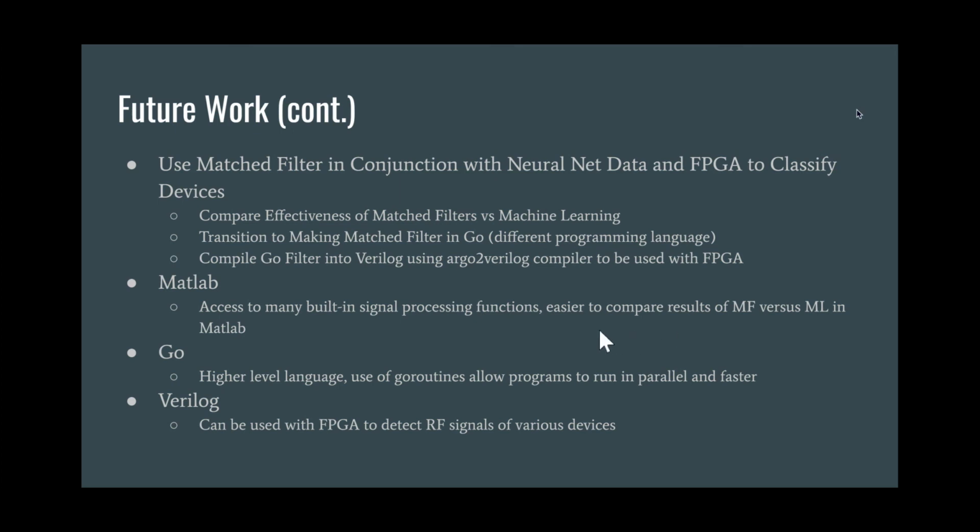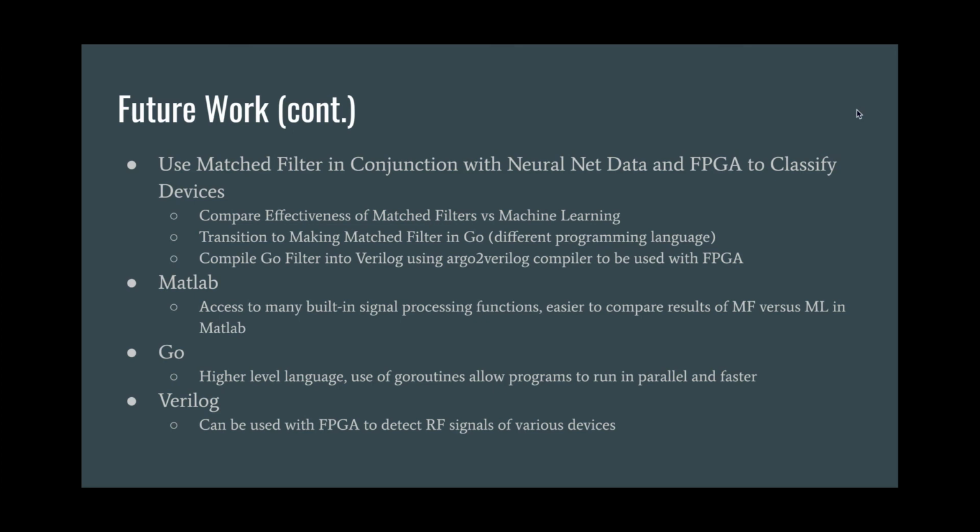And then from there, what we want to do is transition to using Go, which is another higher level programming language. We want to use Go because its use of Go routines and channels would allow our programs to run in parallel and run much faster. And this would be beneficial to us, especially if we want to use multiple filters concurrently.